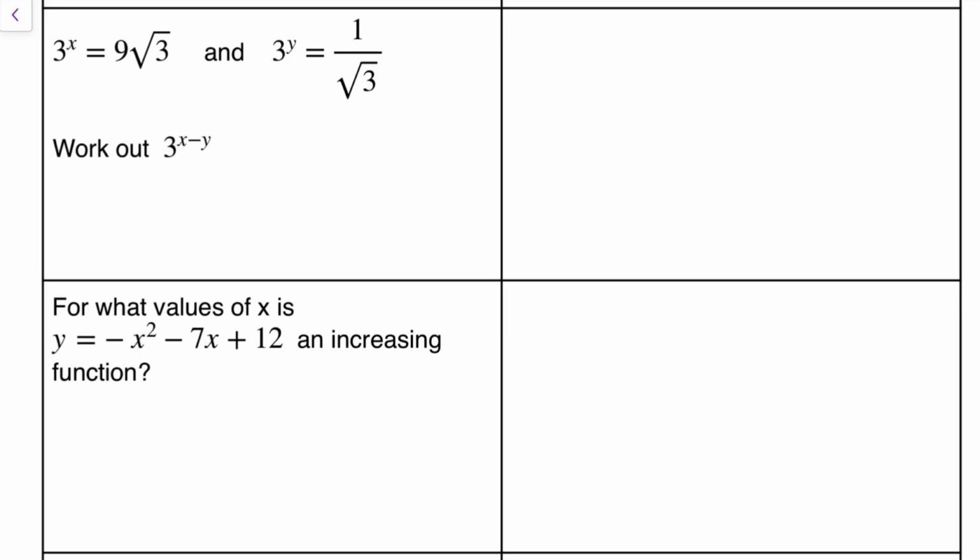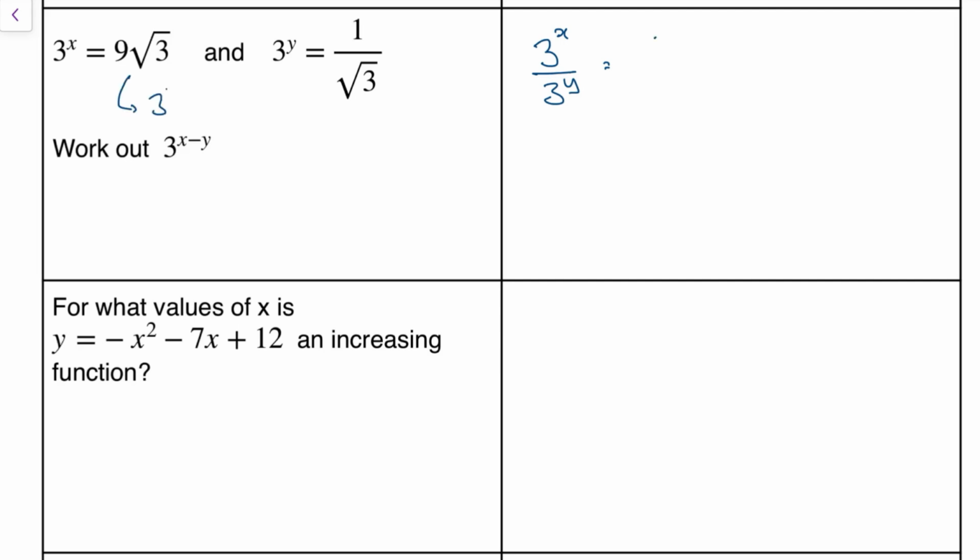Now, looking a bit more tricky. 3 to the x equals 9 root 3, and 3 to the y equals 1 over root 3. Work out 3x minus y. There's a few ways of doing this. I think way one is probably just to do it, isn't it? So 3 to the x minus y is the same as 3 to the x divided by 3 to the y, because you divide the powers.